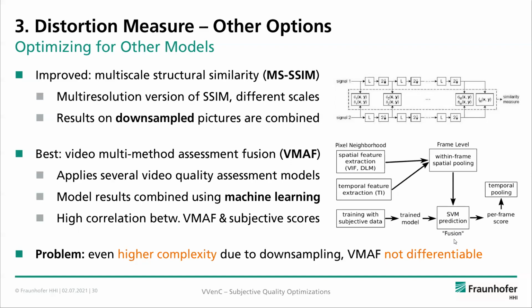The problem with those options is that the complexity is even higher than in SSIM due to the downsampling in case of multi-scale SSIM, or due to the calculation of multiple models and machine learning combinations in the VMAF approach. Also, the last time I checked, VMAF was not a differentiable assessment method, which means it's very hard to integrate into a rate distortion optimization framework.